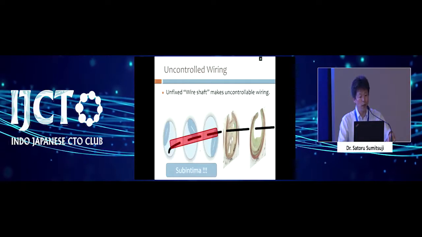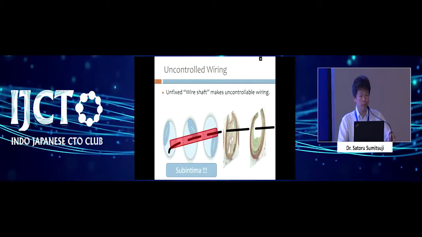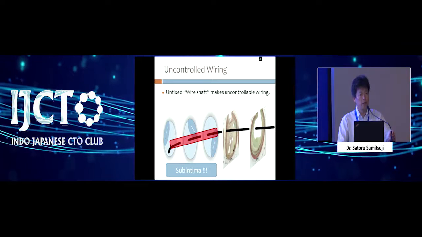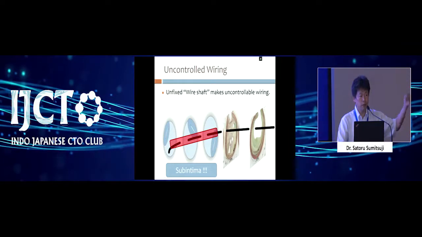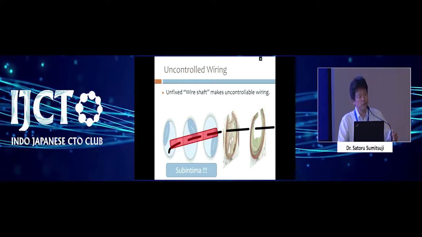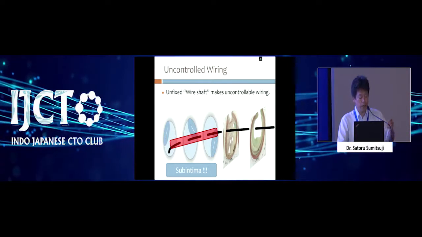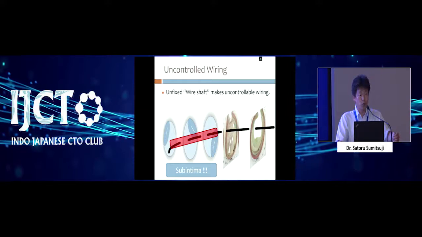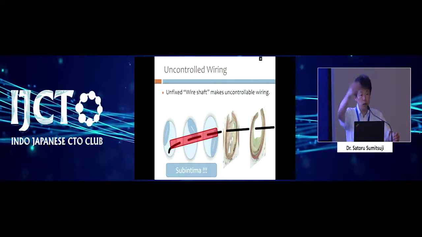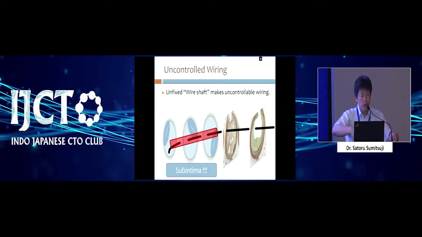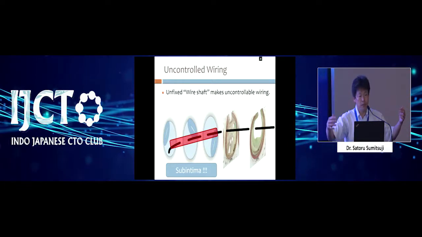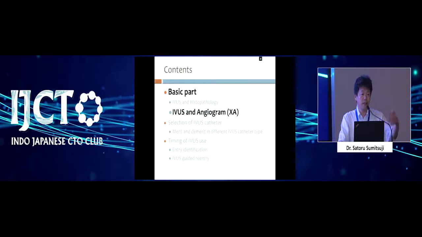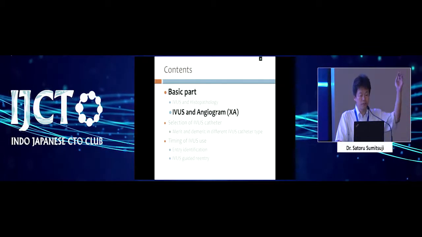But once the wire comes into the big space, this is subintima. Wire is easy to be moved with a shaft. That means uncontrolled. So this is why the subintima makes a failure of the wire control. Uncontrolled wire movement makes more expansion of the subintima space. Then finally, collapse the distal lumen and finish.